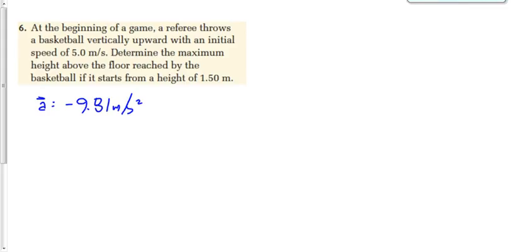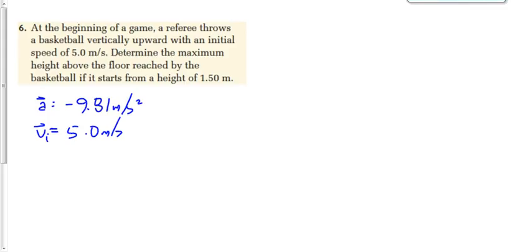per second squared. We know that VI, the initial velocity, is 5.0 meters per second. It's going upward, so we're going to make it a positive value. If you were, I don't know, standing on the bench and throwing the ball downward at 5 meters per second, we'd make the initial velocity negative 5 meters per second.